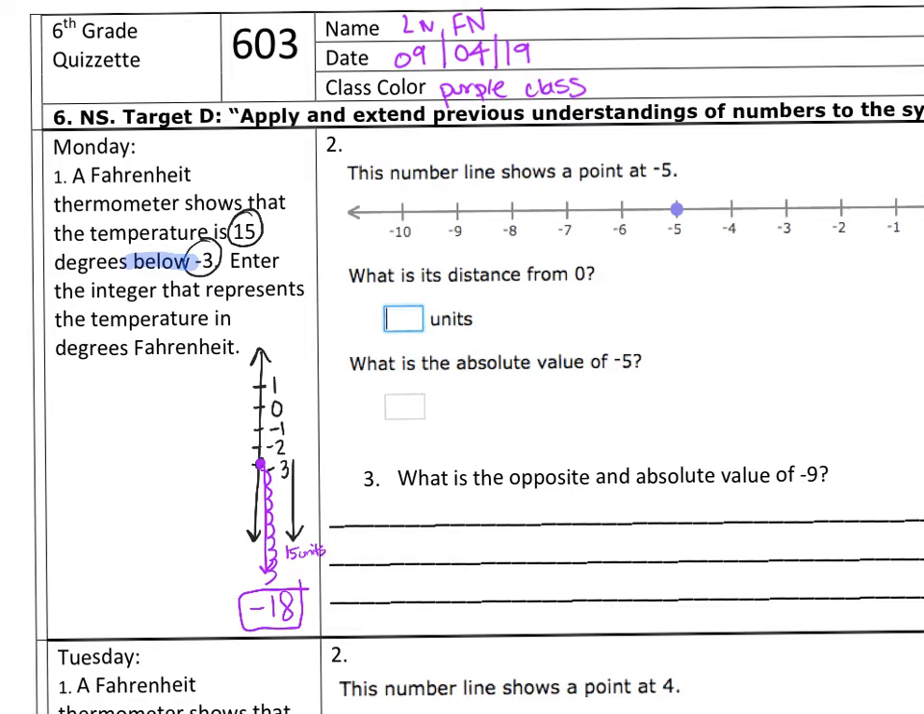So it says enter, or write, I guess, the integer. And remember, integer just means positive and negative numbers that represent the temperature in degrees Fahrenheit. So we have -18 degrees Fahrenheit.